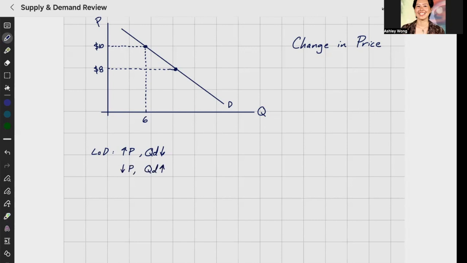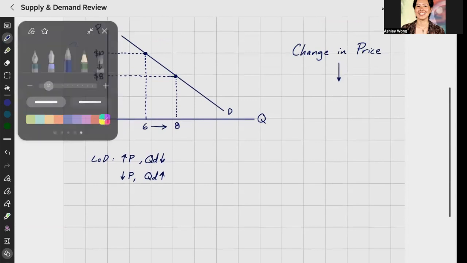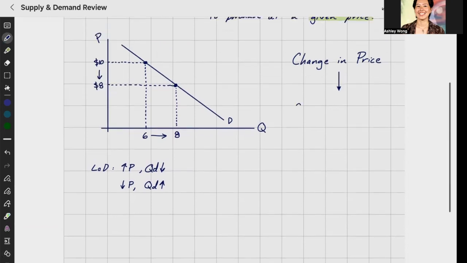And this is pretty intuitive. This would be what you or I might choose to do if a product that we like goes on sale. If it goes on sale and the price goes down, we might choose to buy more of it. So in this case, we saw that the price dropped, and we see that our quantity demanded for this good will increase to, let's say, 8 units. So the key takeaway here is that a change in price is going to result in a change in the quantity demanded.